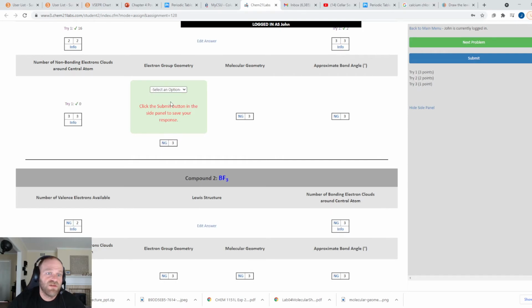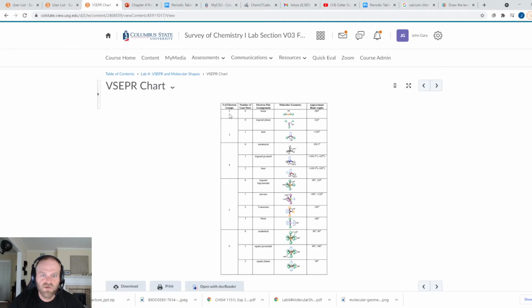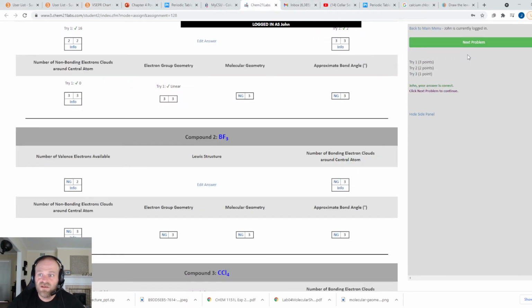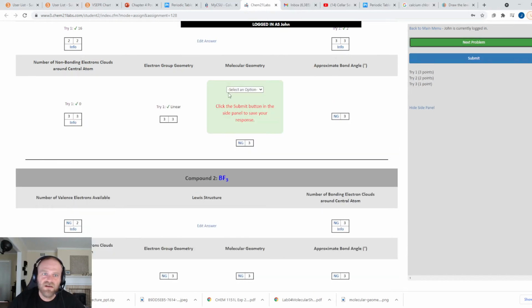The geometry was linear according to this chart, right? 2 electron groups, 0 lone pairs, linear, 180. There, linear, submit. Next, molecular.